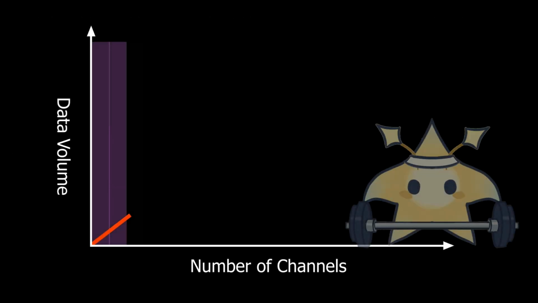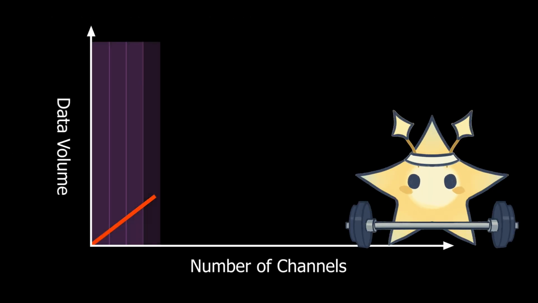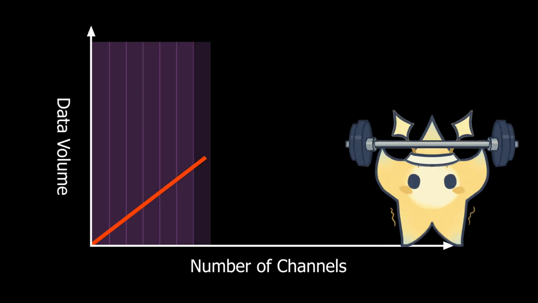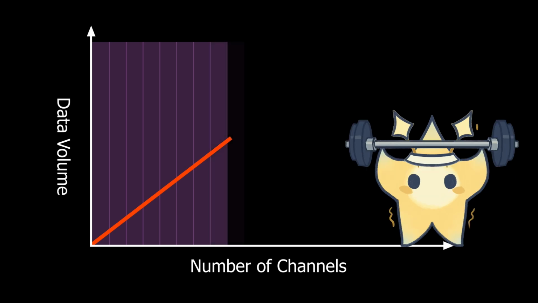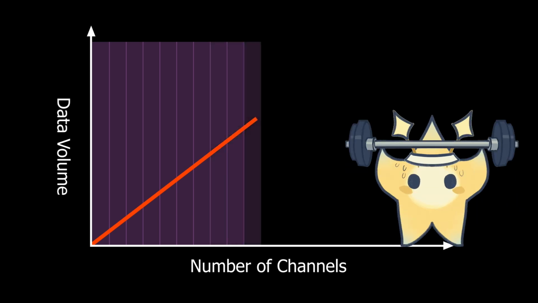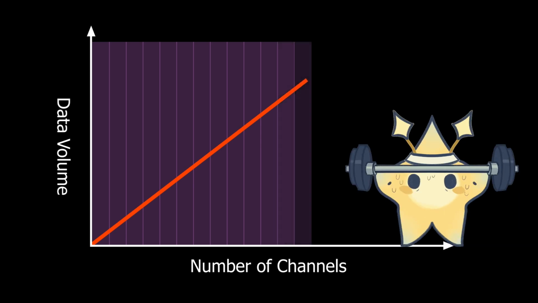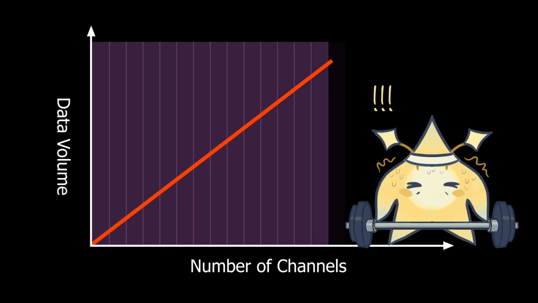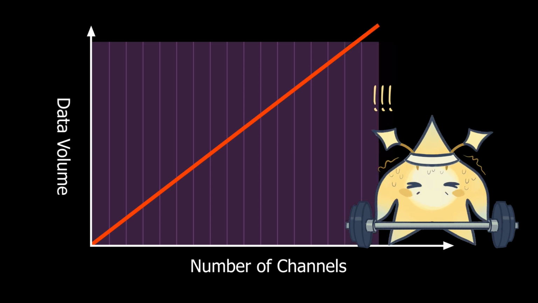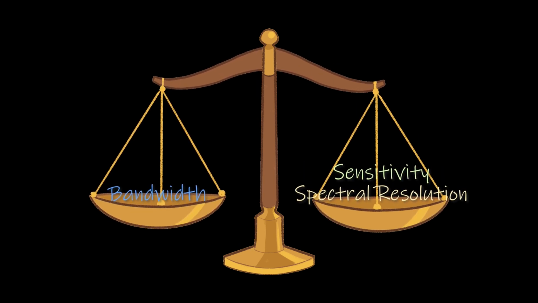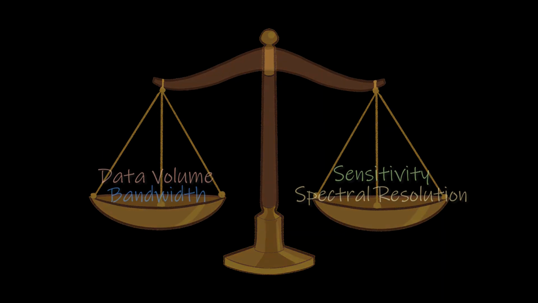Finally, the more channels we have, the greater our total data volume is. Some ALMA tunings use tens of thousands of channels, and the data volume in those observations can be very high. High data volumes mean the data take longer to process through the pipeline, to load into image viewers, and to be used in numerical calculations. All spectral window setups are therefore a balance of bandwidth, spectral resolution, sensitivity, and data volume.